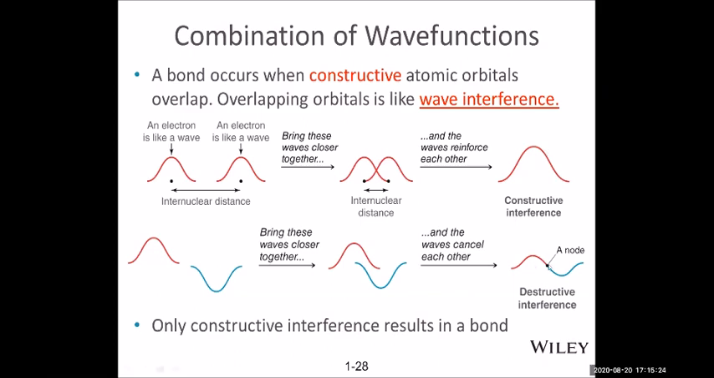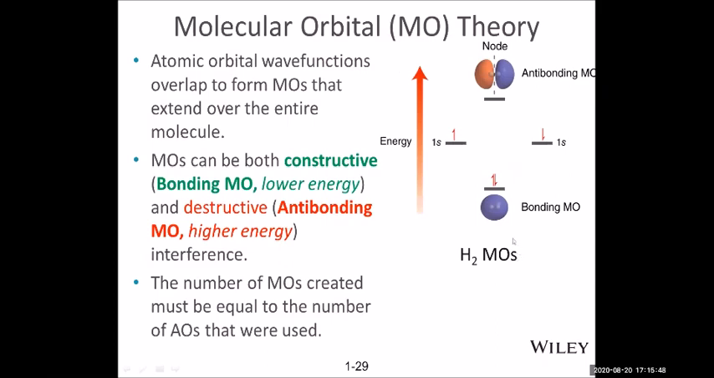If between the two nuclei there is zero electron density, then there will be no electrons in between, there will be repulsion, and the energy will be higher. So wave interference among the atomic wave functions can have two outcomes. And that's basically the basics of molecular orbital theory.